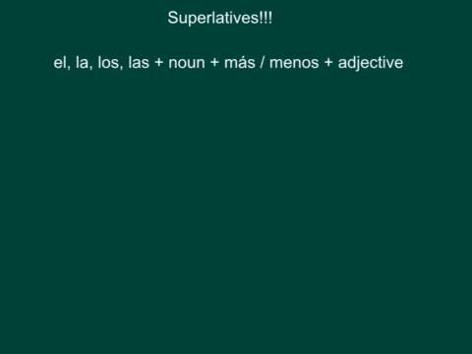The last thing we're going to take notes on today is superlatives. Superlatives are easy. These are when you want to say that something is the best, the worst, the least, or the most, whatever. So here's our formula for saying that something is the best, or the most, or the prettiest, or whatever it happens to be. So we're going to use a definite article, el, la, los, or las. And then we're going to use the noun that we're trying to describe. Then we need más or menos. Then we need an adjective.